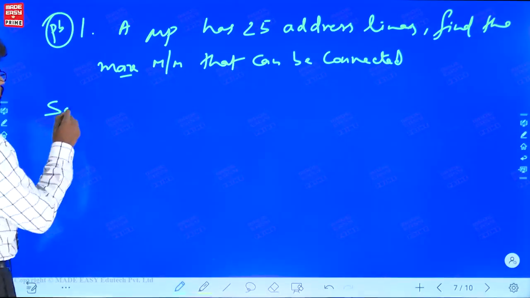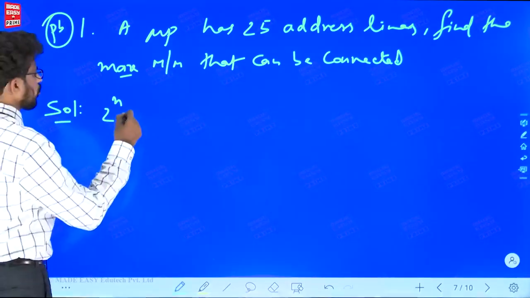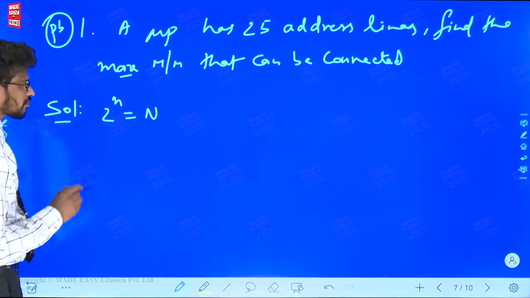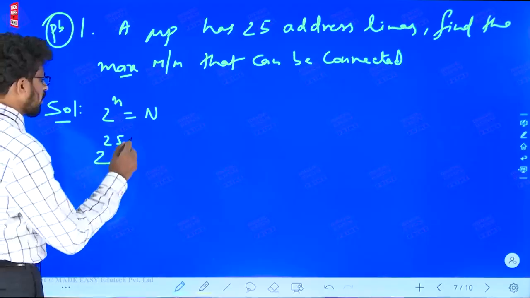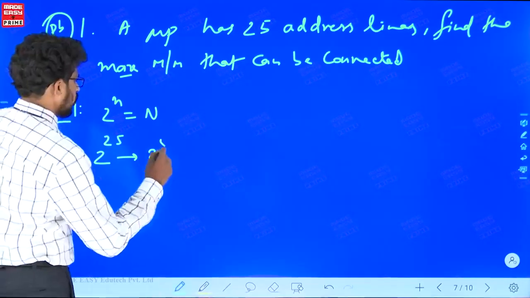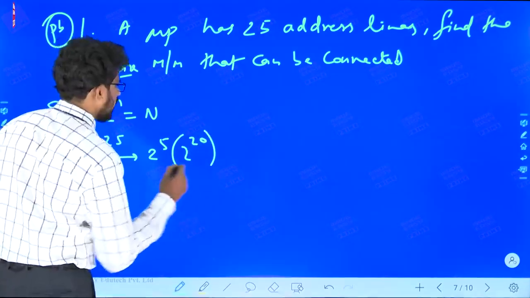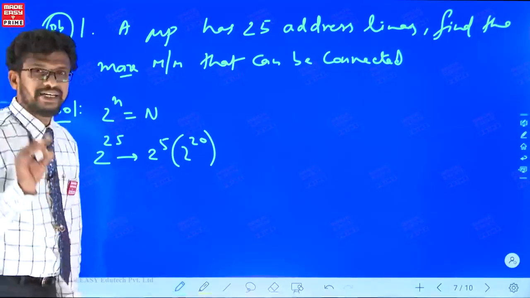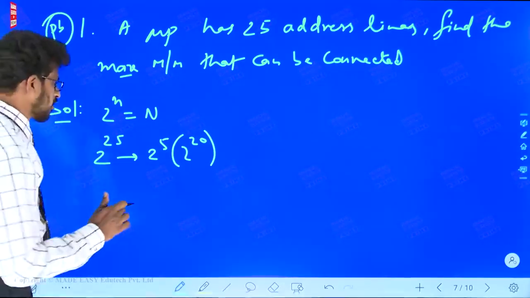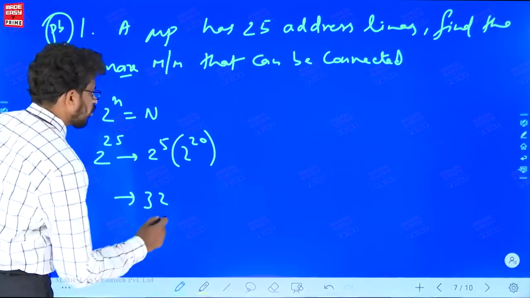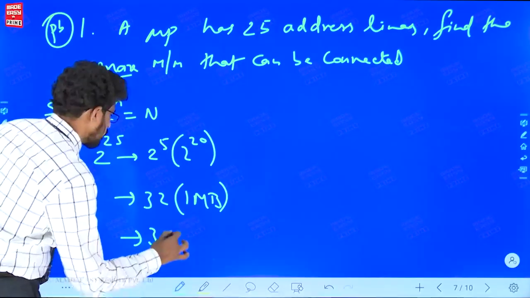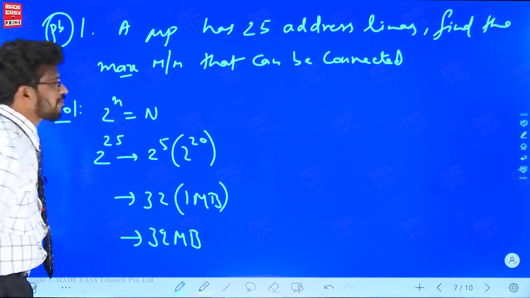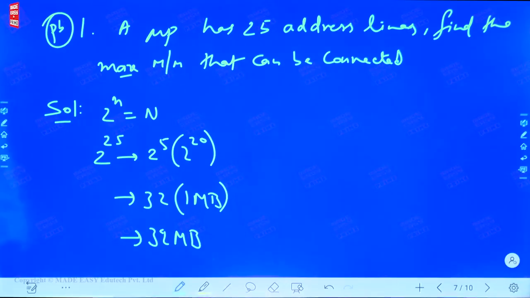Very simple. What is the relation? 2 power n is equal to the memory size. Fine. So how many address lines are given? 25. Therefore 2 power 25 can be written as 2 power 5 into 2 power 20. By default, we are considering each memory register has 8 bits. So what is the value? 2 power 5 is 32, 2 power 20 is 1 megabyte. Therefore, the maximum memory possible is 32 megabytes. That is how we can solve it. It is very simple, just substituting values.